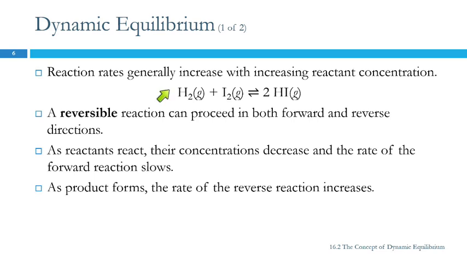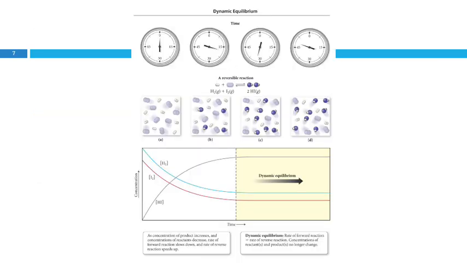If we start with just these reactants, the reaction will go in the forward direction and produce HI, and there won't be any reverse reaction until we've got some HI over here. And as this increases, the reverse reaction rate increases. So this is illustrated here.